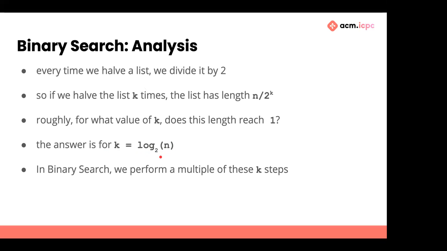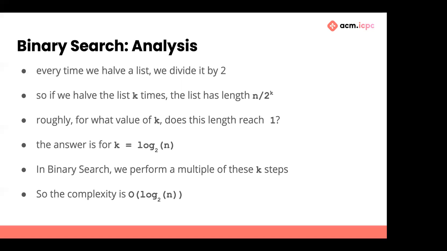So in binary search, every time we have a list, we perform a constant multiple of these k steps. These are a constant number of operations: we first do a comparison, and then we increment the lower or higher pointer, or rather the index. So we always perform a constant number of operations per step, which basically means we can drop the constant, and the complexity is just O of log base 2 of n.